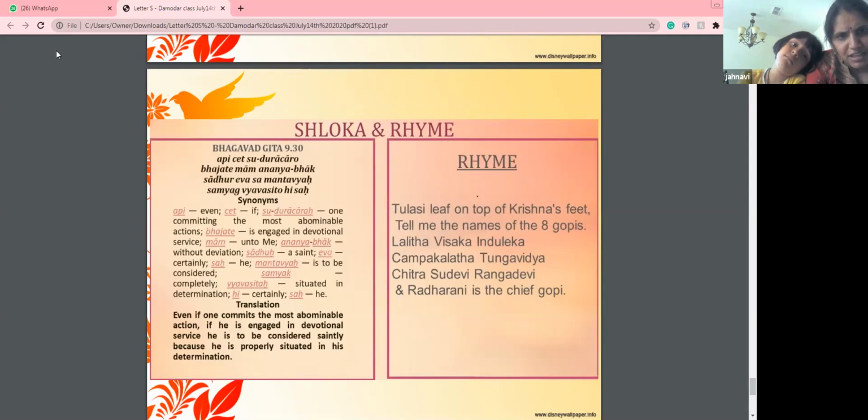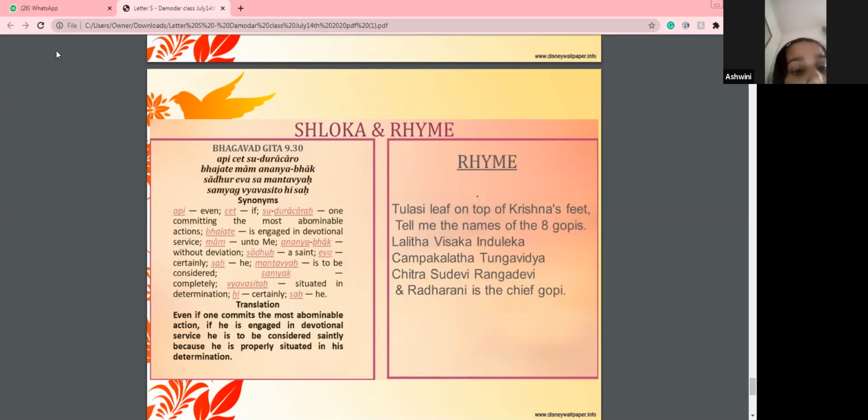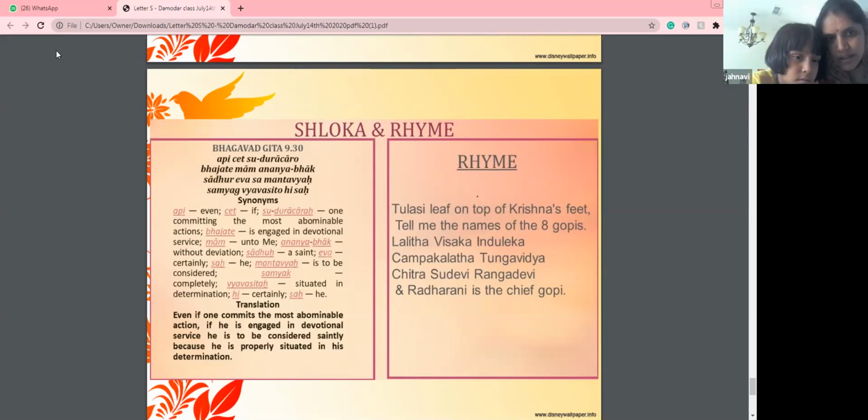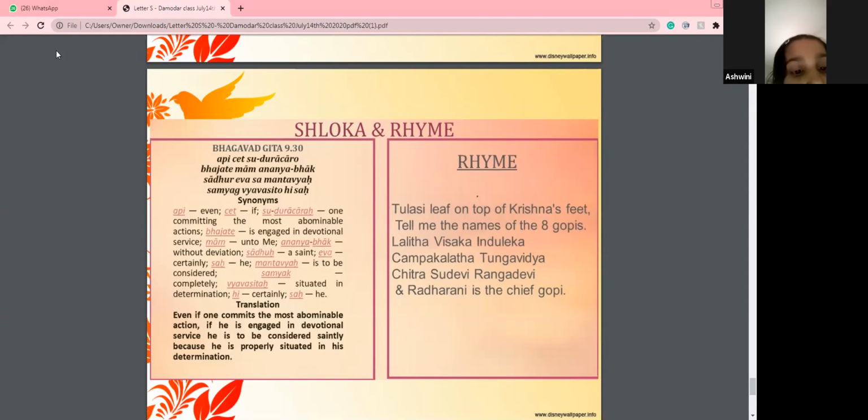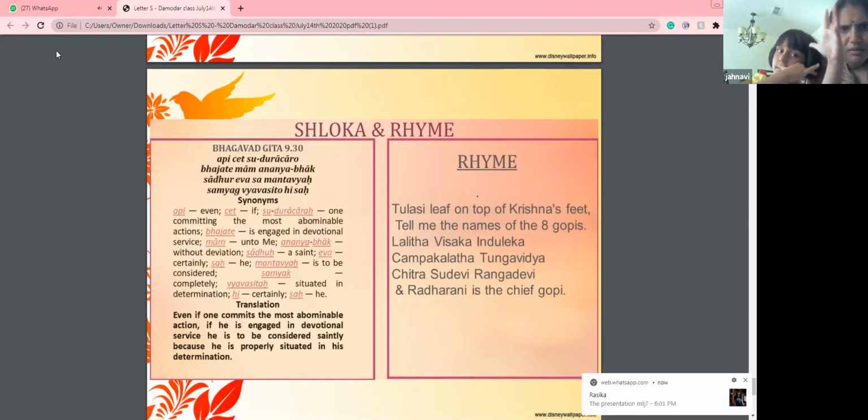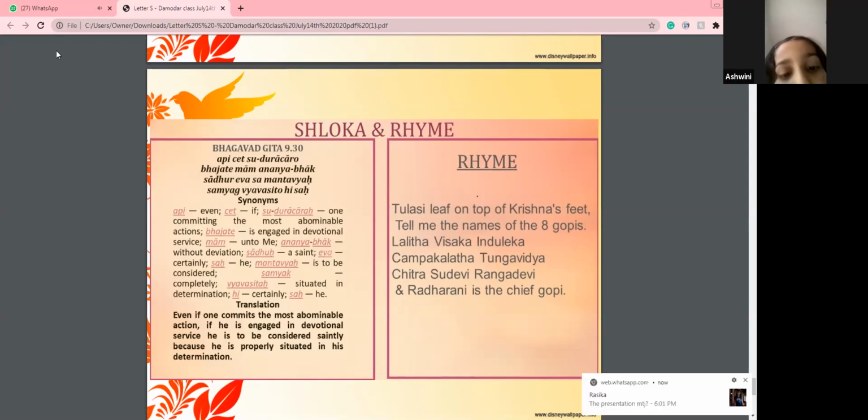Do you want to try sloka and rhyme? Yes. Go ahead. Api cheta suduracharo bhajate mam ananya bhak, sadhureva samantavyah samyag vyavasito hi sah. Thank you. So nice. Thank you so much.